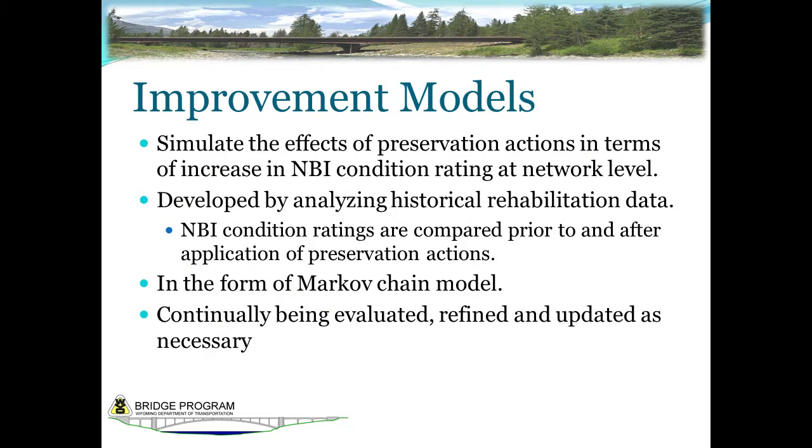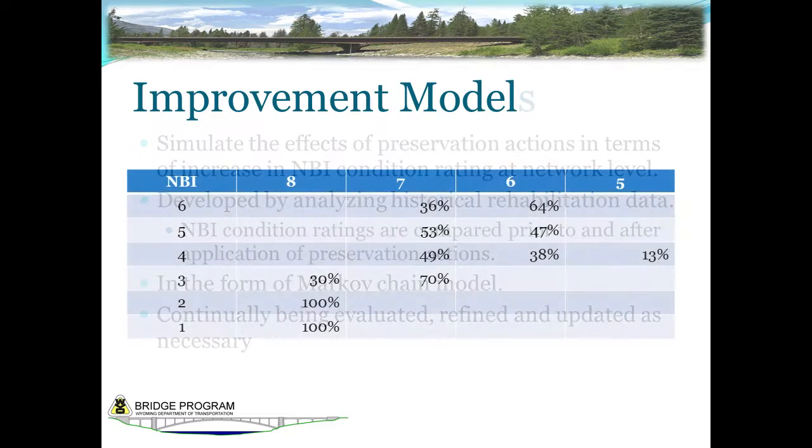So the last model is our improvement model. This model simulates the effect of preservation action in terms of increasing MBI condition rating at network level. They are developed by analyzing historical rehabilitation data, and they are also in the form of a Markov chain model. So here is a typical example.